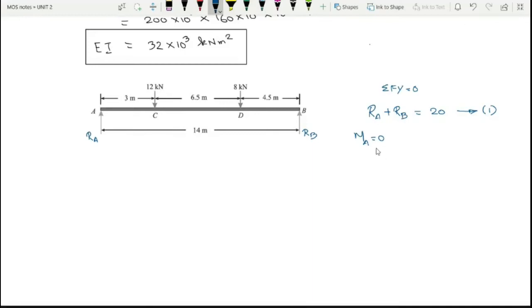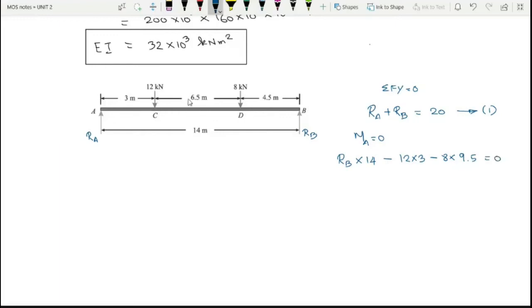So while taking these things, when I take moment at A is equal to 0, RB is rotating in anti-clockwise direction. RB into 14. So I'll get RB into 14 minus this one, 12 into 3, rotating in clockwise, minus 12 into 3, minus 8 into, so 3 plus 6.5, which is 9.5. So this is equal to 0.